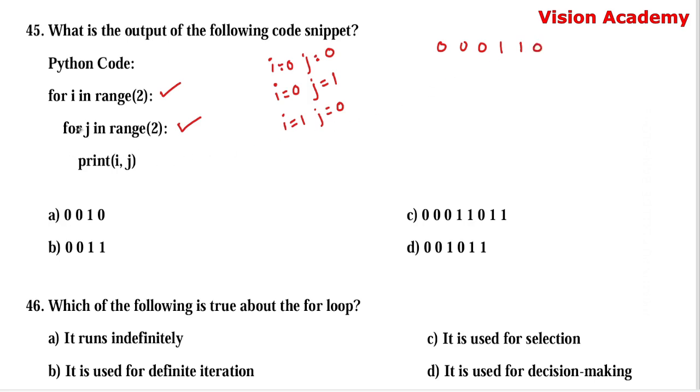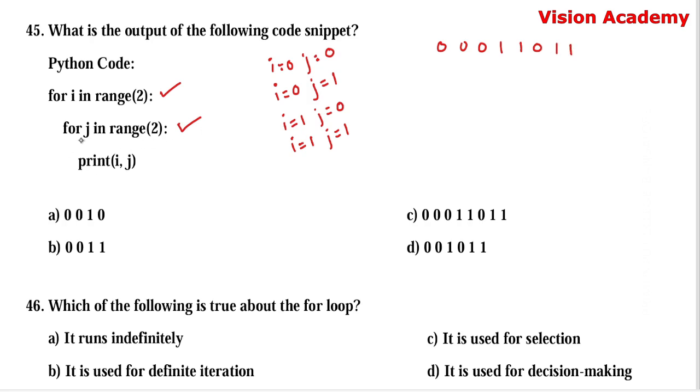Once again control transfers to inner for loop by incrementing the value of j by 1. I remains same. I is equal to 1 only. J is now 1. So it is going to print the value of both I and j, which is 1 and 1.